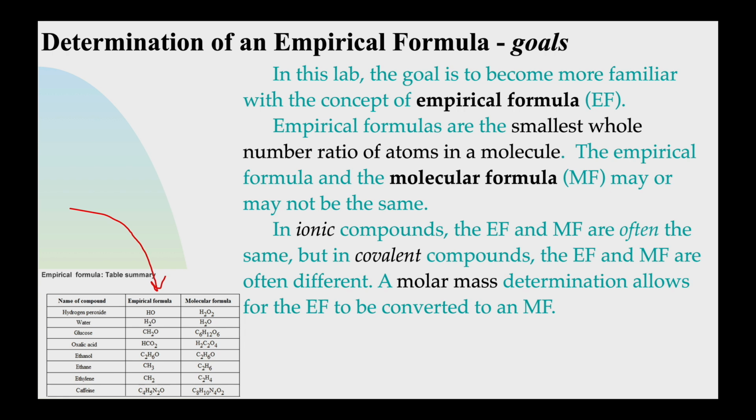It's mostly for covalent compounds, and that's what all of that table in the lower left-hand corner is, where a lot of times the EF and the MF are different. As we talked about earlier, water is the same EF and MF, but hydrogen peroxide is obviously different. If you want to make sure that your empirical formula is the same as, or different from, the molecular formula, you need a molar mass calculation. That's like a separate experiment. It's not hard to do, but with that number, you can convert an empirical formula to a molecular formula.